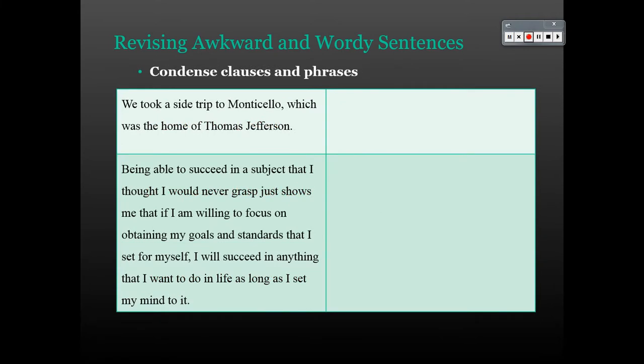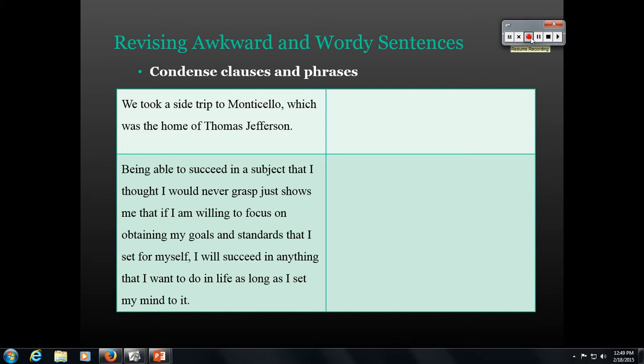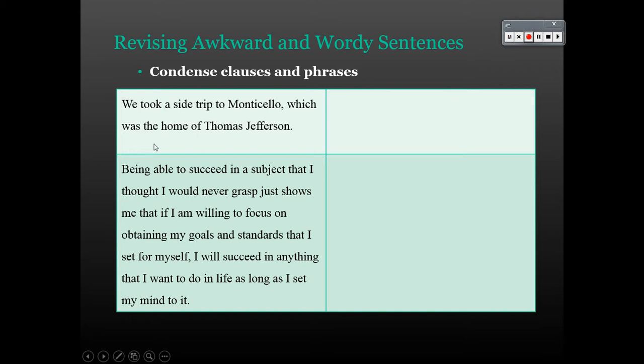Condensed clauses and phrases. So, another way to revise awkward and wordy sentences is, we took a side trip to Monticello, which is an independent clause. We is your subject, took. All right? Now, which was the home of Thomas Jefferson is a relative clause, in this case describing Monticello. But do we need a clause for this, or can we combine it into a phrase? In this case, using an appositive phrase. We took a side trip to Monticello, comma, the home of Thomas Jefferson.